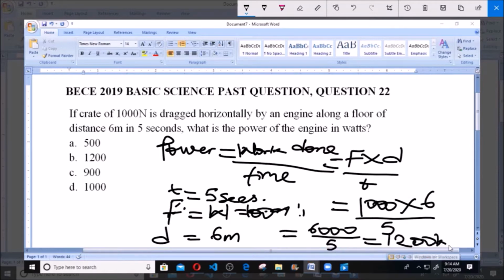1200 watts. So the power of the engine in watts to drag a 1000 Newton crate along a distance of 6 meters in 5 seconds is equal to 1200 watts. So 1200, B, is our answer.